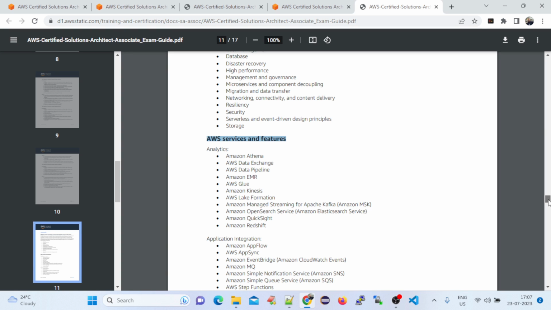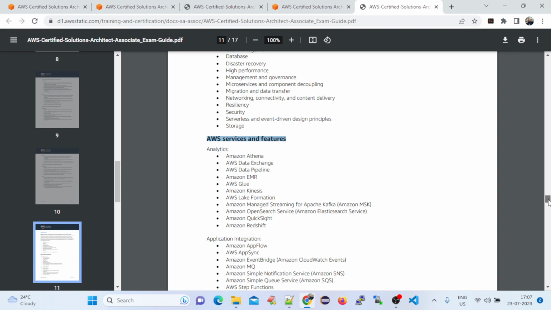Application integration, there is a set of services which is covered. Then we have cost management, compute, containers, database. Each module has different services under developer tools, front end and web application module, machine learning, management and governance, and media services, migration and transfer. Then networking and content delivery, security and compliance, serverless, storage.